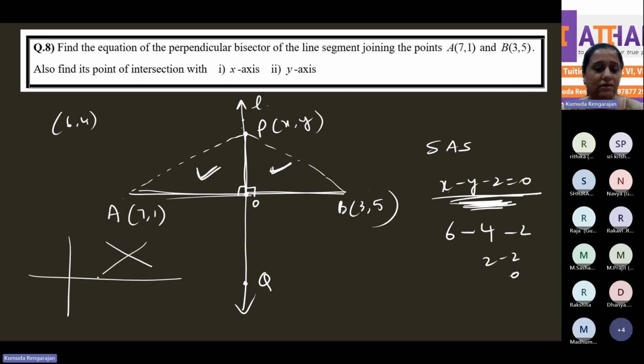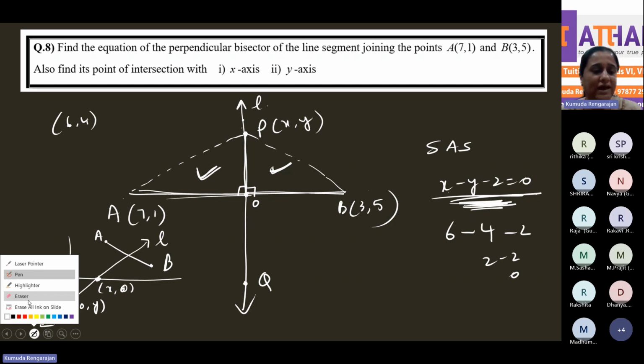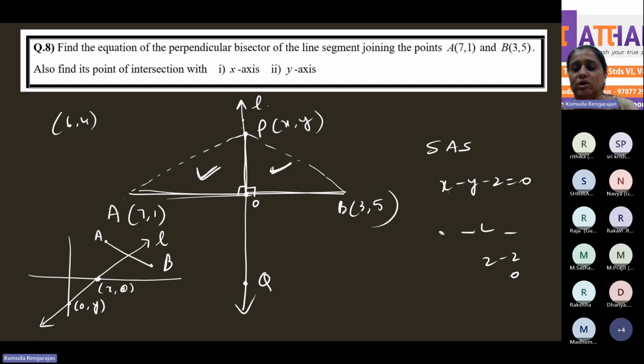This is the line segment. So this is the line L. This is the line segment AB. Now L cuts the x-axis here. The address of this point will be like (x, 0). L cuts the y-axis here. The address of this point will be like (0, y). So you should take y as 0 and find the corresponding value of x.